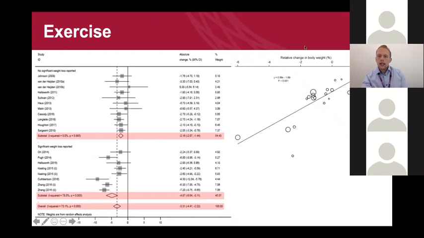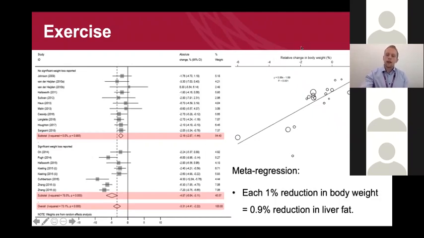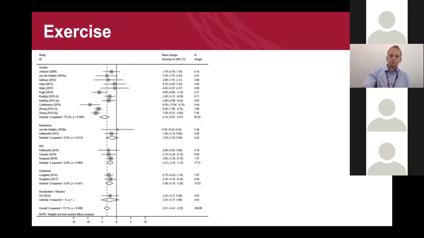So he then was able to plot the change in body weight against the change in liver fat. And what he found was that each 1% reduction in body weight was associated with a 0.9% reduction in liver fat. So put simply, the greater the reduction in body weight, the greater the reduction in liver fat. So it highlights the importance of weight loss in this.